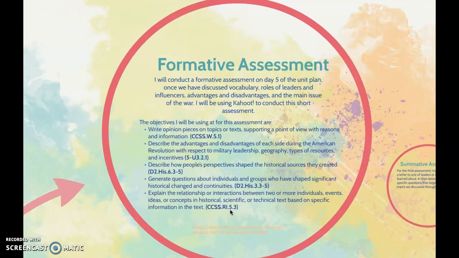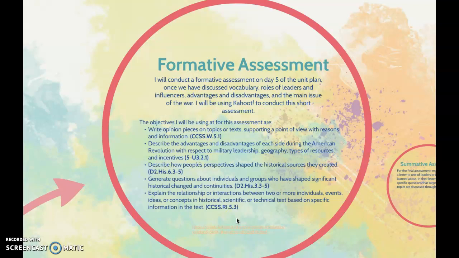My formative assessment I will conduct halfway through my unit plan, after we've discussed vocabulary, certain leaders and their roles and their influence on both sides, and advantages and disadvantages. I will be using Kahoot to assess them, which I have linked down here. And these standards are going to help me assess this Kahoot.